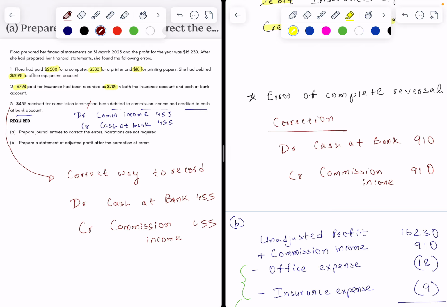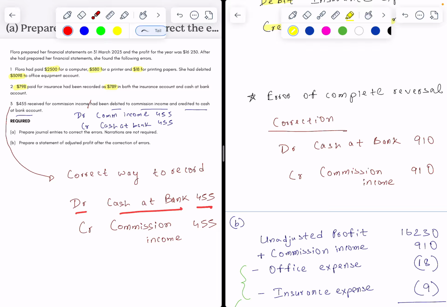If we were to read up to here and we decided to record this transaction ourselves, how would we record it correctly? We would debit the cash at bank account, because obviously if we are receiving commission income, then the only thing that can go up in value is the bank account, all right? So when assets go up, which is the bank account in this case, we debit them. So we debit the cash at bank account by $455.